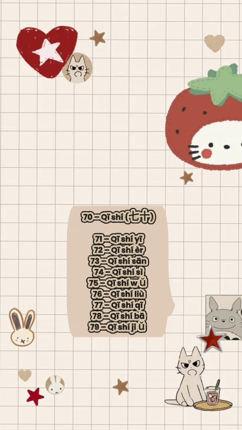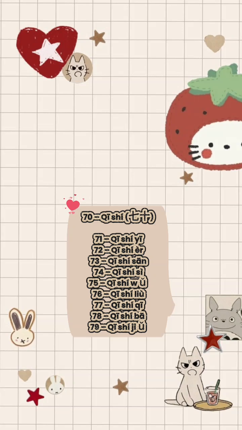71. Which pronunciation is Qi Shir Yi? 72. Which pronunciation is Qi Shir Ir? 73. Which pronunciation is Qi Shir San? 74. Which pronunciation is Qi Shir Si?